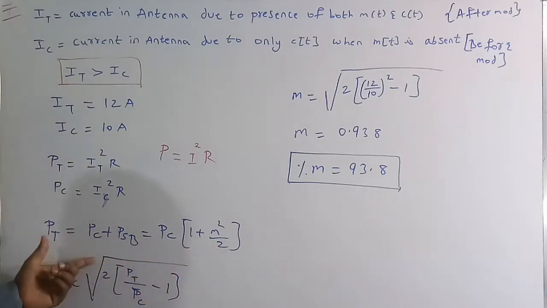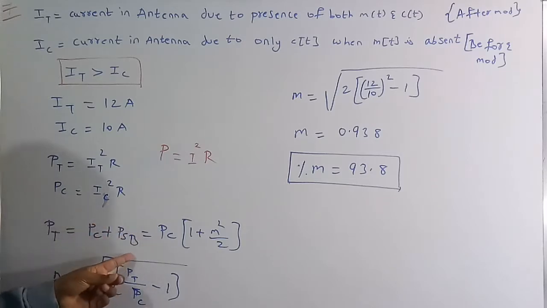So now I can rearrange this one in another fashion. So therefore I am going to get M is equal to under root over 2 into PT by PC minus 1. So PT is equal to IT square R and PC is equal to IC square R. So if I solve this one, R and R get cancelled. So finally I am going to get M is equal to under root over 2 into IT by IC whole square minus 1.